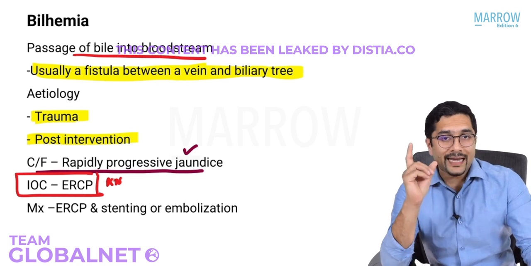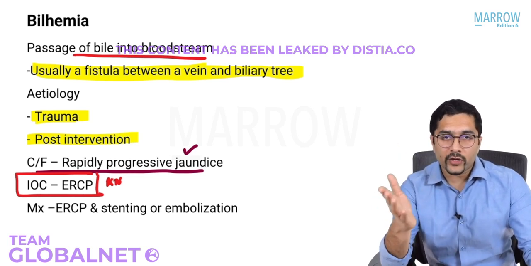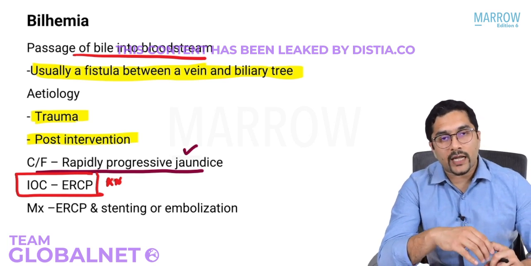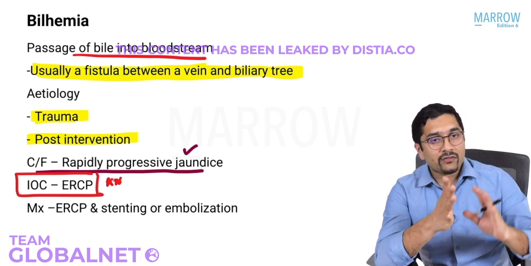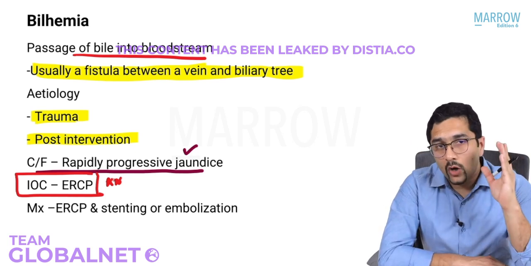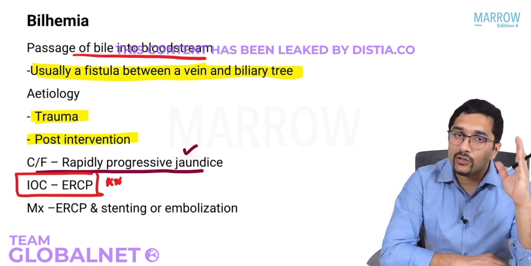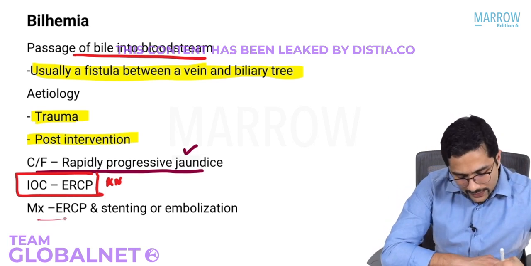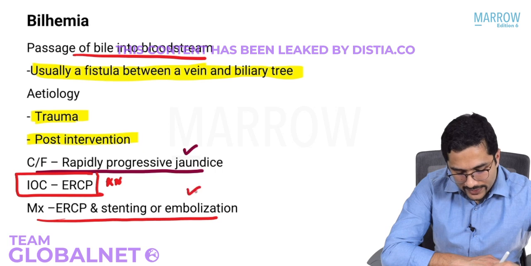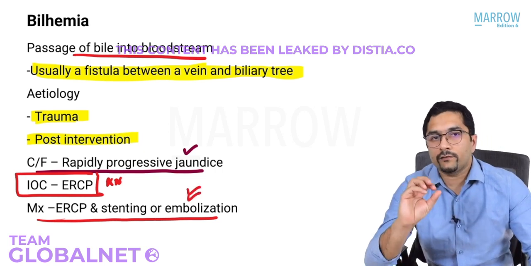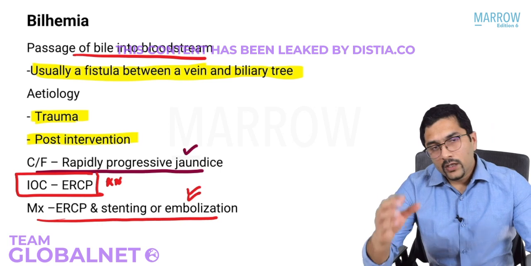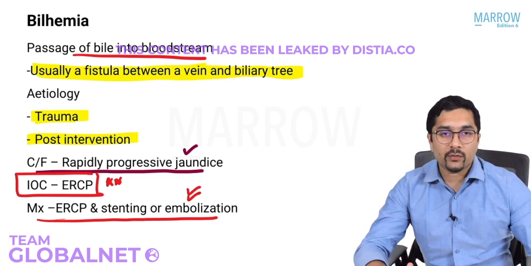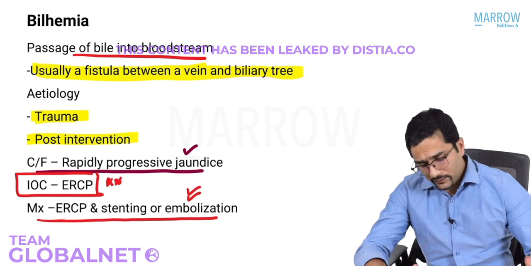ERCP we know is endoscopic retrograde cholangiopancreatography. This I've covered in great detail in the gallbladder module. I've even shown you a video of ERCP being done. And the management is ERCP and stenting, or we embolize the fistula which is there. So this was regarding liver trauma and these two short topics which are frequently asked in the exam.